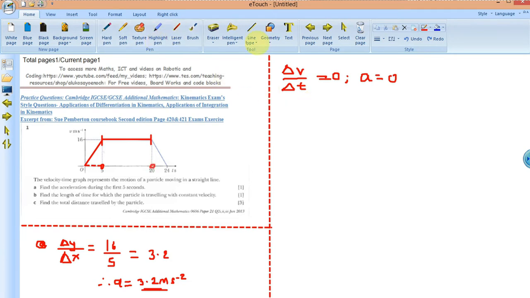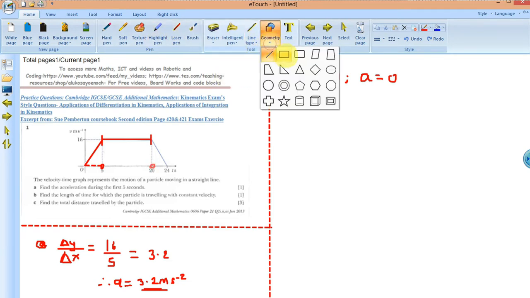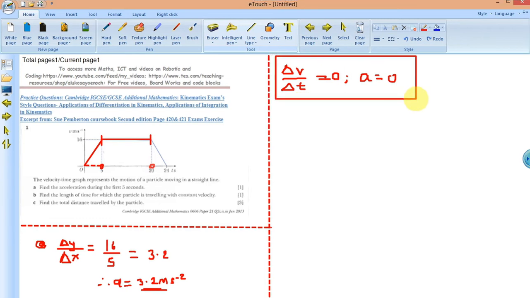I'm just trying to give you some concepts. I'm not going to use this yet, okay? So when this is 0, that's it. And the acceleration equals 0 between 5 and 20. So what is the time at that point? That is 20 minus 5.